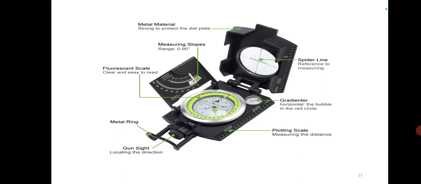So it can be used in hand. Okay, or you can place it on a staff or on top of a road you can place it, and you can read the magnetic bearing of the line. So mainly Brunton compass is for measuring the strike and dip.